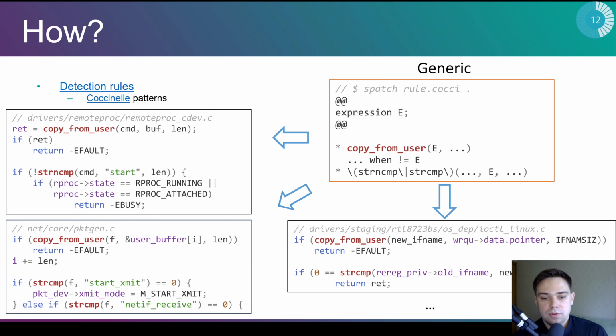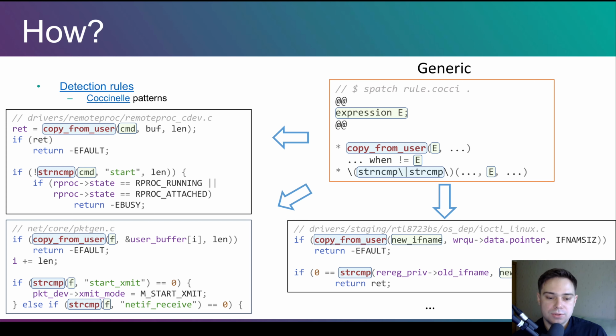Coccinelle will find many different functions for us that fall into this pattern in the kernel. Usually, that's what you want when you write a rule for a static analyzer, and to make this rule match as many cases as possible, cases of API misuses, for example.